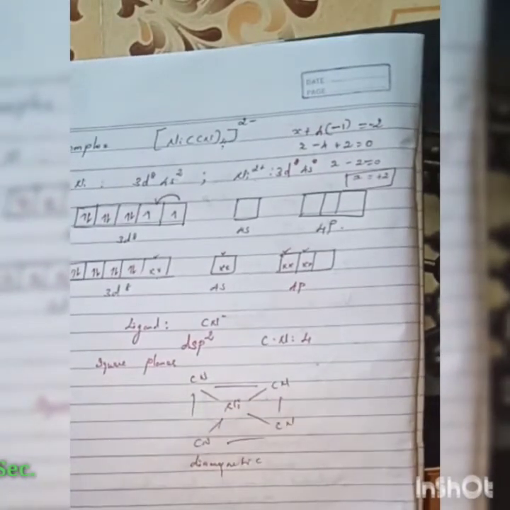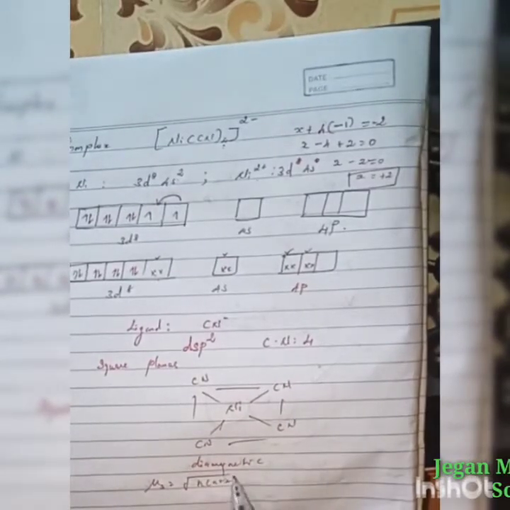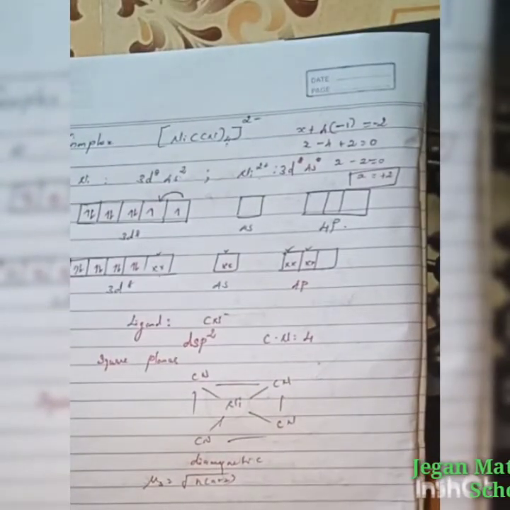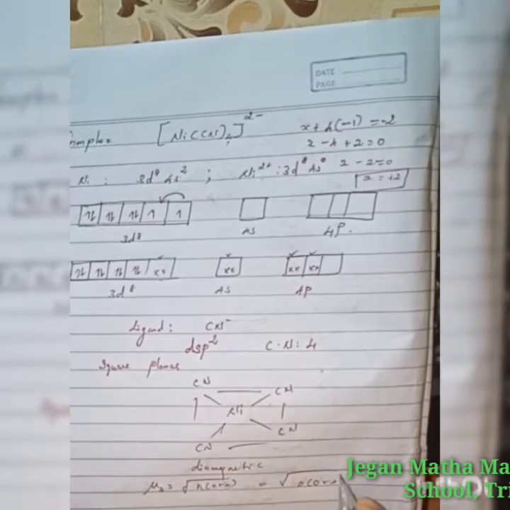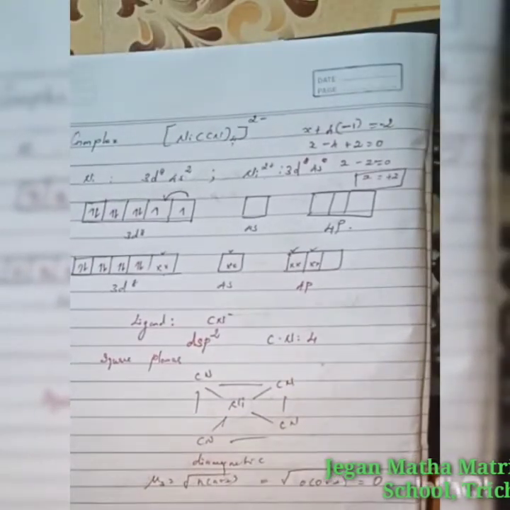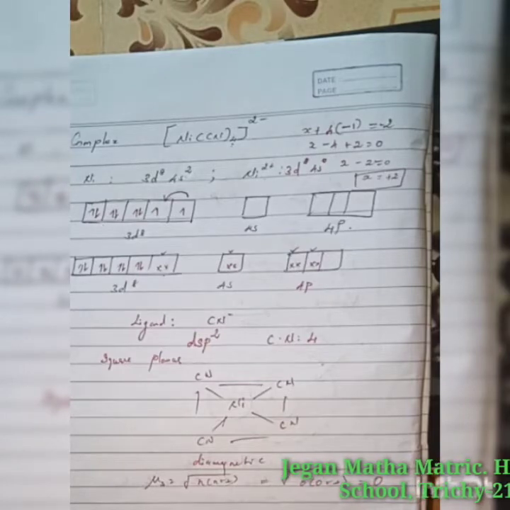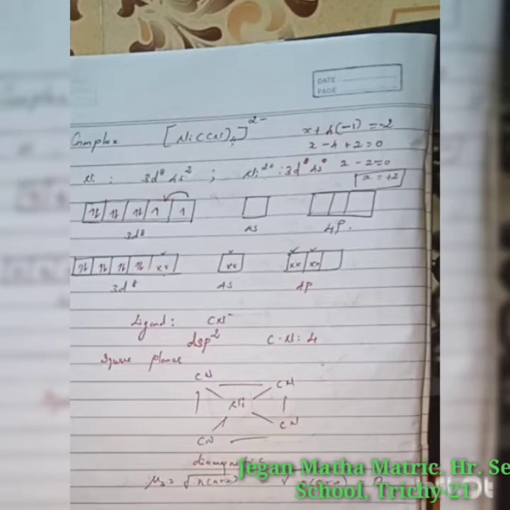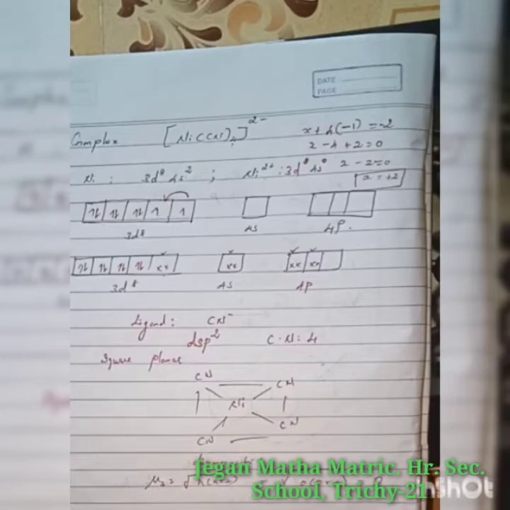And next is the magnetic moment using the spin only formula. Here mu s is equal to square root of n(n+2), where n represents the number of unpaired electrons. No unpaired electron is present here, so square root of 0 into 2, so we get 0 only. So here the magnetic moment is 0 Bohr magneton. Bohr magneton is the unit of the spin only formula. So that's all for this complex. And the next complex is CoF6 3-.